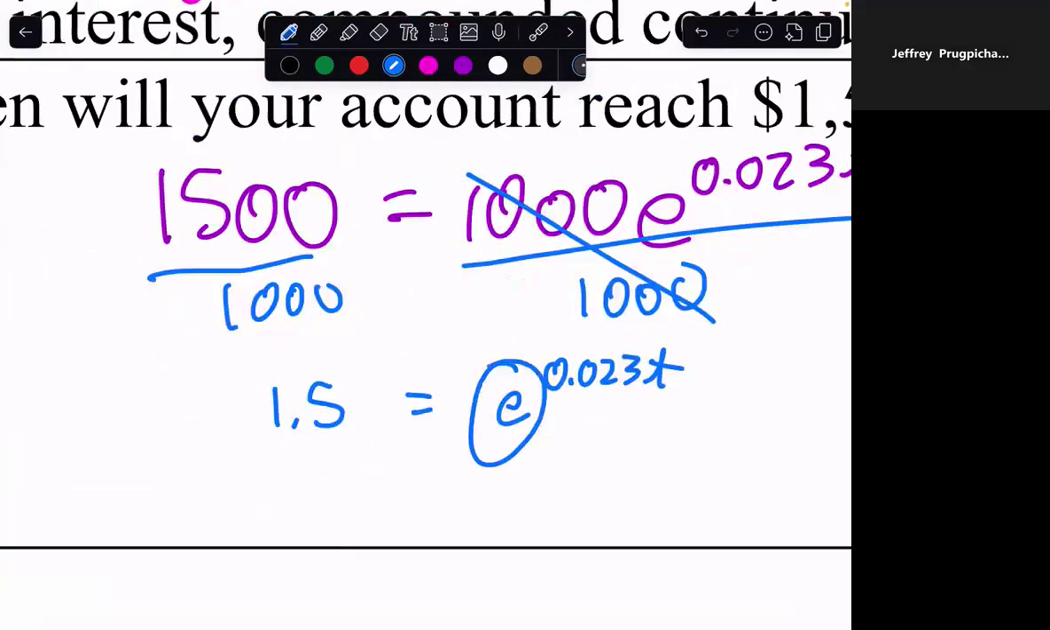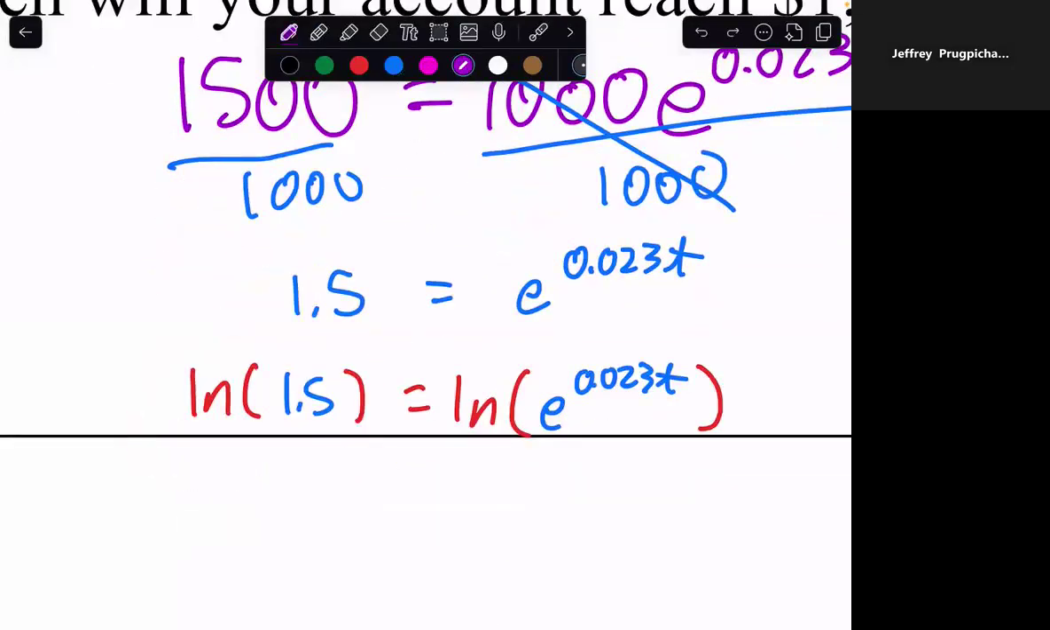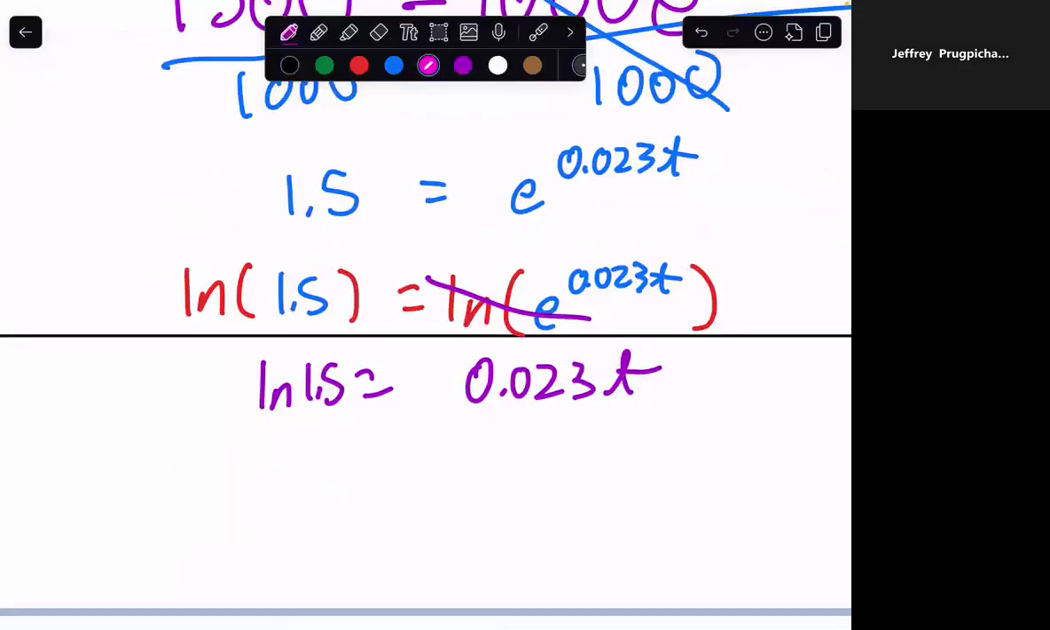To cancel out the base of e, we do natural log of both sides, which remember means log base e. Okay, this side doesn't simplify, so you just keep it. But this side, the whole point was to cancel out. Okay, and then lastly, to get rid of the 0.023, divide both sides by 0.023.